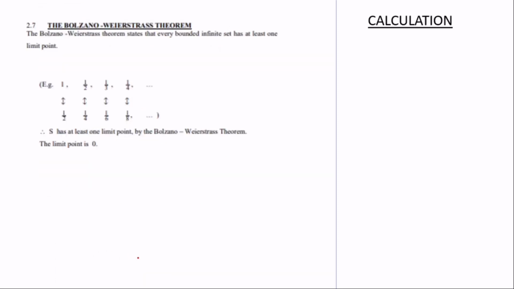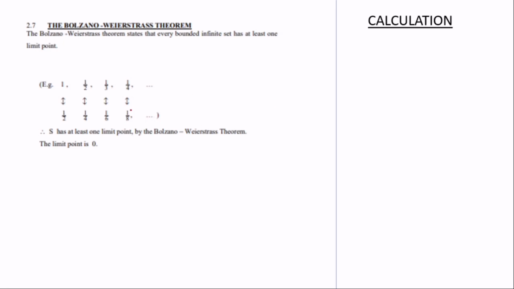Let's move on. Now we have something called the Bolzano theorem, which states that every bounded infinite set has at least one limit point. With a finite set, there is no limit point, but an infinite set has at least one. And with this, you know that it is approaching something. That will be the limit point of it, right? And what is it approaching?